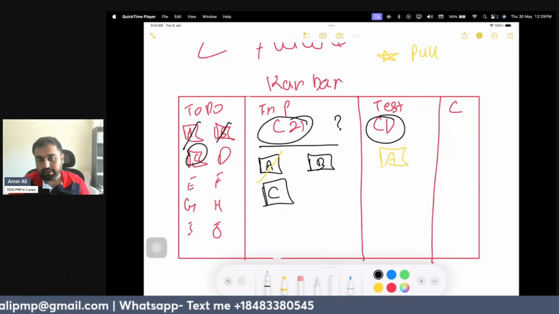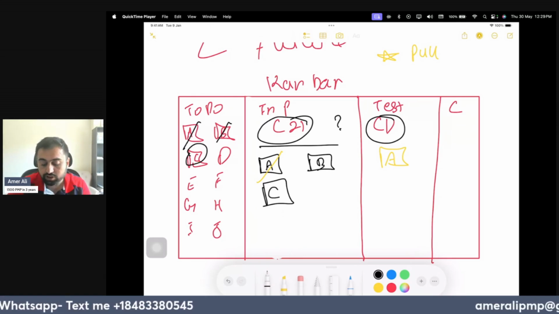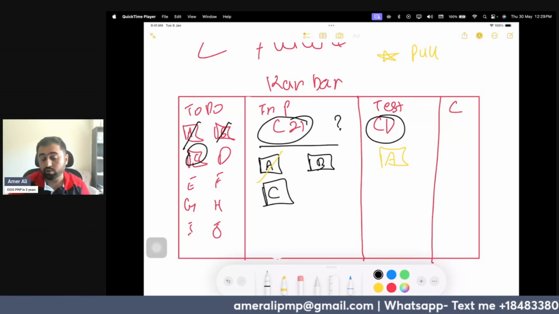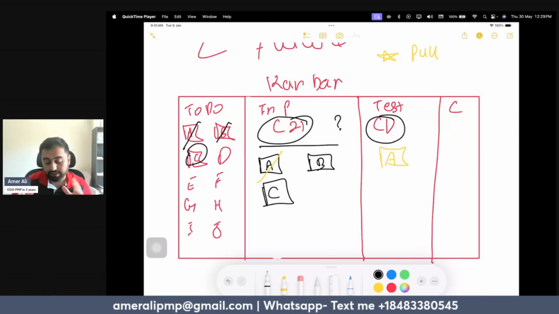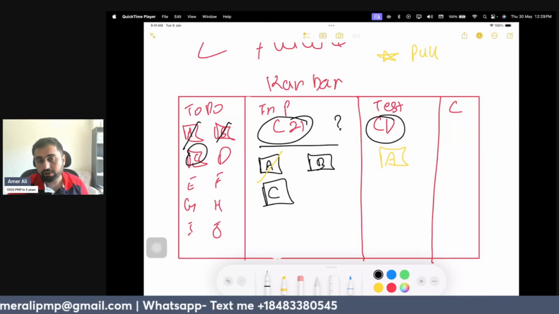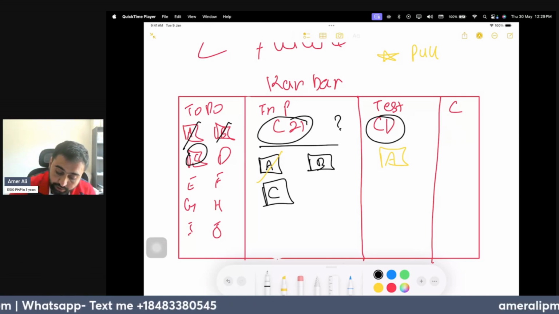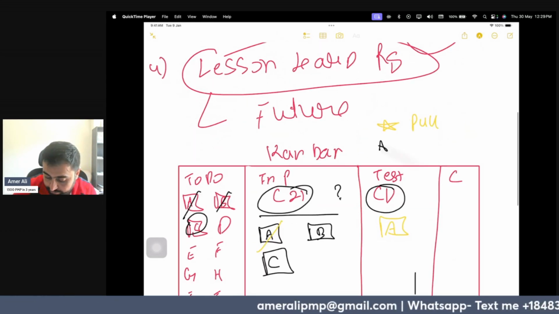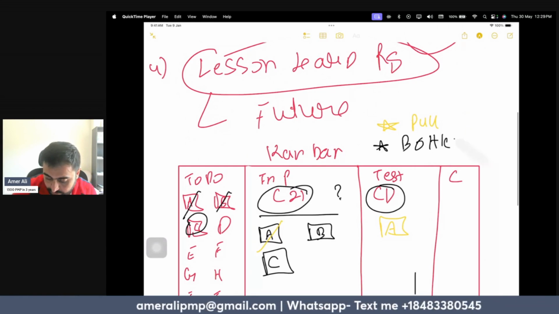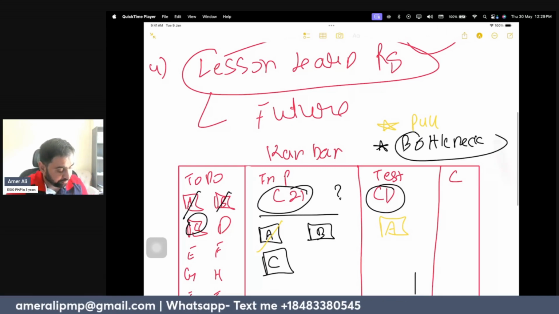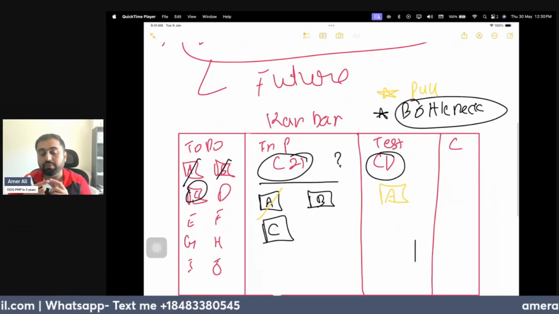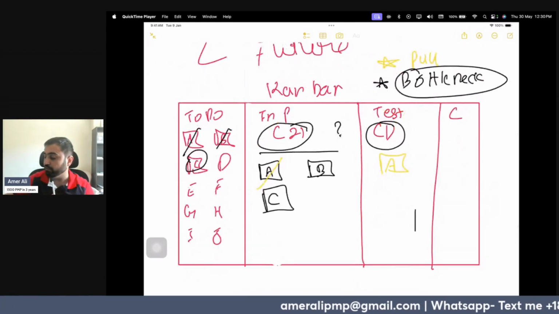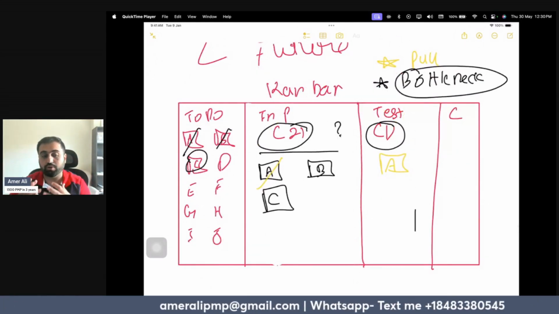Now let's say B is also completed, but A is not yet tested. What will happen? B is completed, but A is yet not done. We have identified our bottleneck. That is the purpose of our Kanban board. Kanban board identifies where the problem is. This is the bottleneck.